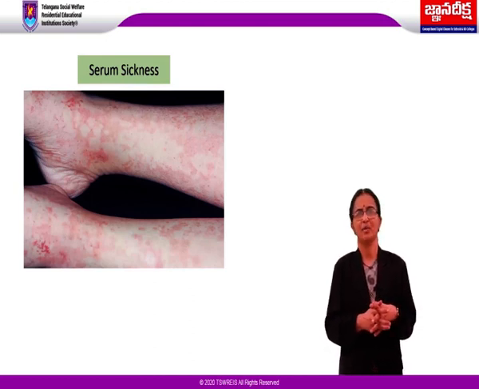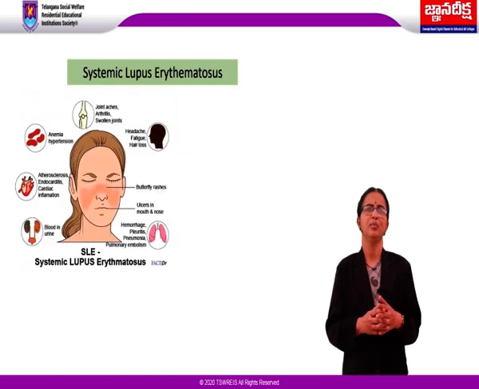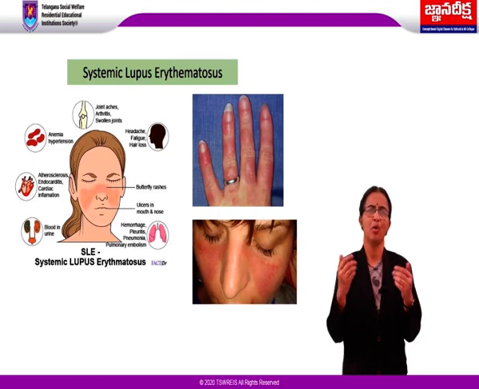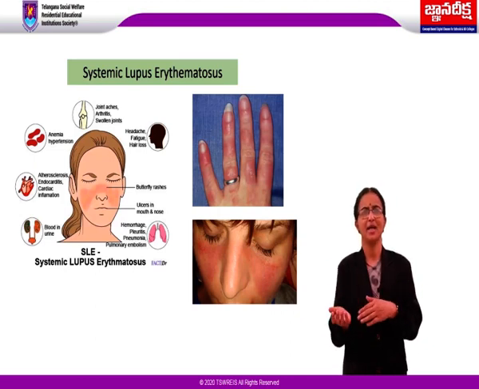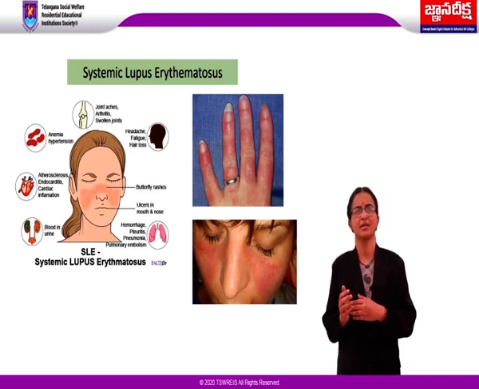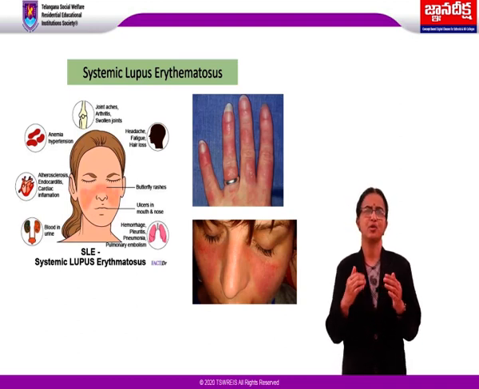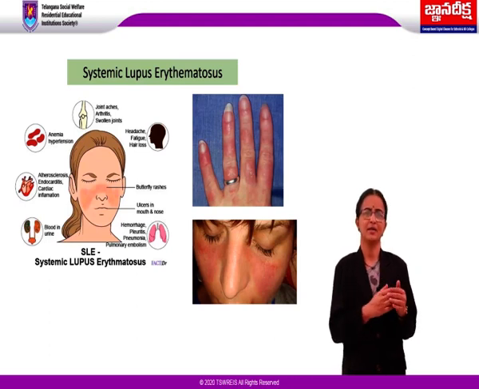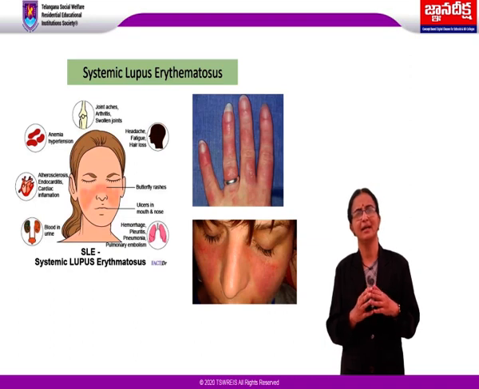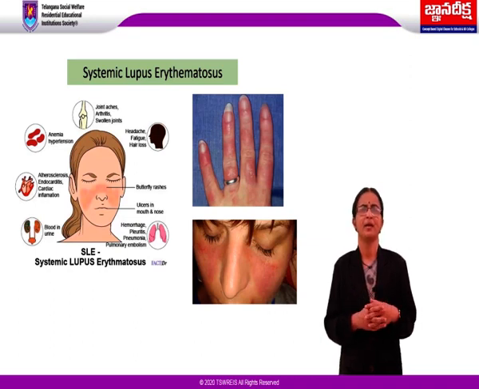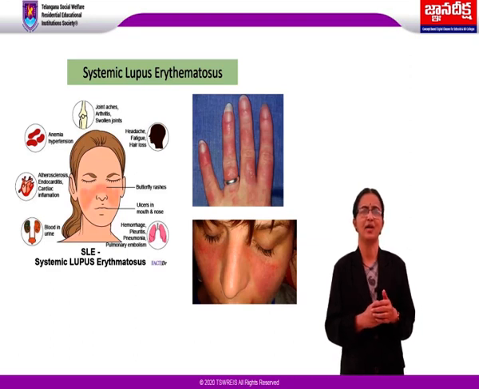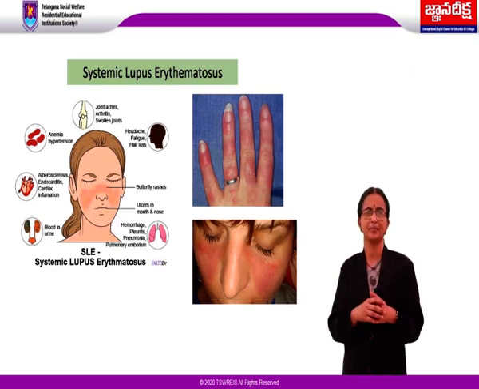Systemic lupus erythematosus. It is an autoimmune disease in which the immune system attacks its own tissues, causing widespread inflammation and tissue damage in the affected organs. Systemic means it spreads throughout the body. It can affect the joints, skin, brain, lungs, kidneys, and blood vessels. The typical sign of lupus is a butterfly-shaped rash over the cheeks and nose.